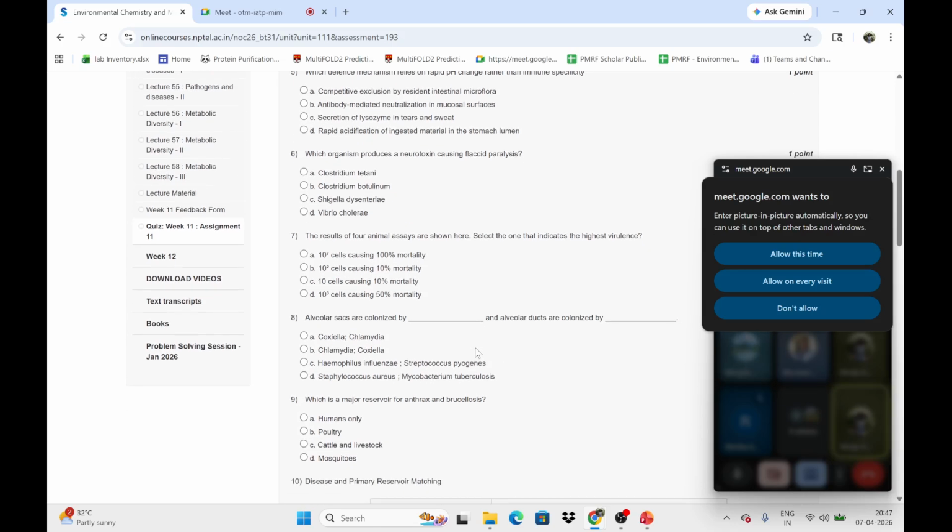The options are: option A, Coxiella, Chlamydia; option B, Chlamydia, Coxiella; option C, Haemophilus influenzae, Streptococcus pyogenes; option D, Staphylococcus aureus, Mycobacterium tuberculosis. Which question is this? Question number 8 from week 11. Okay, alveolar sacs and alveolar ducts. So what is your doubt? Ma'am, which one will be the correct option here? I have marked A, but I'm not sure of the answer.